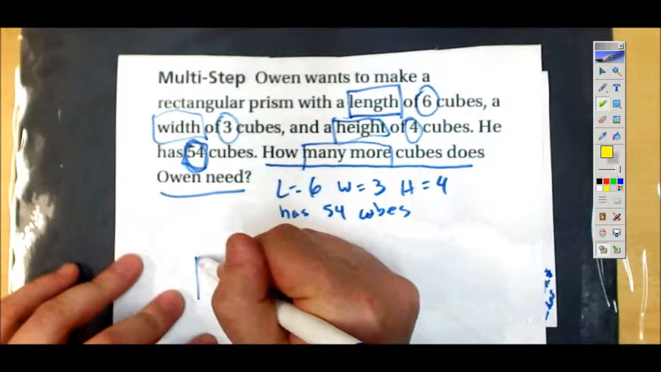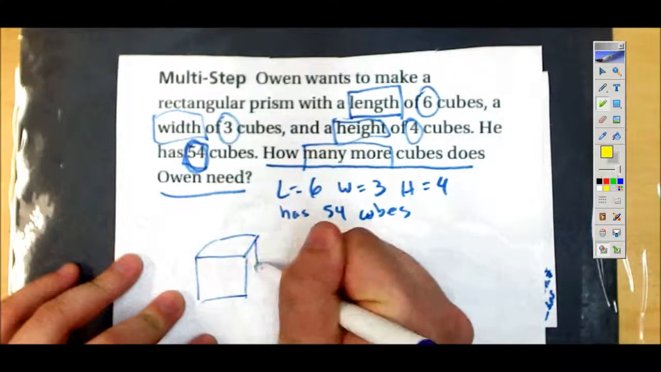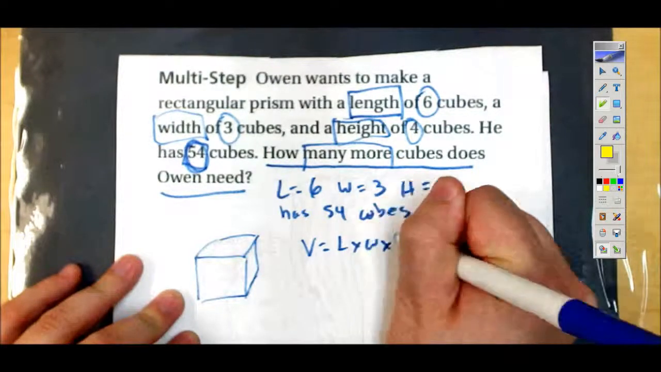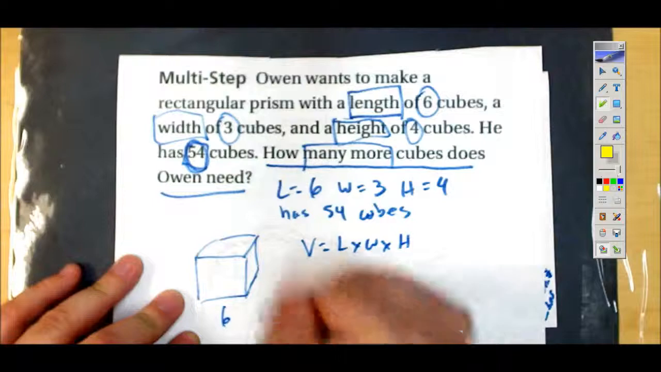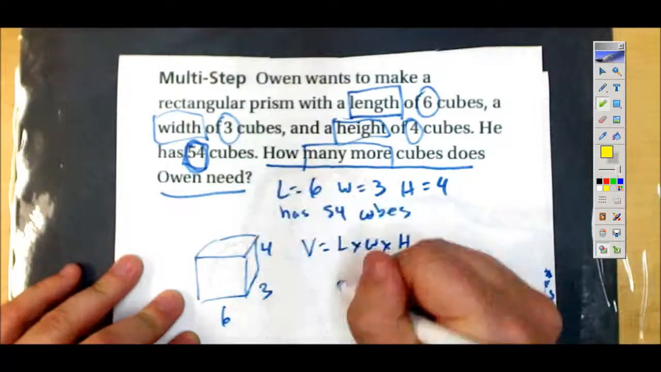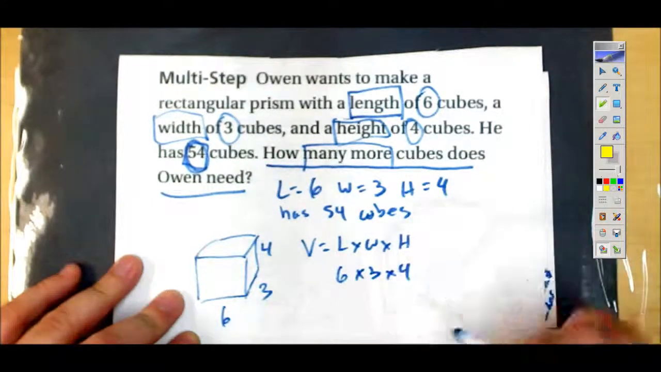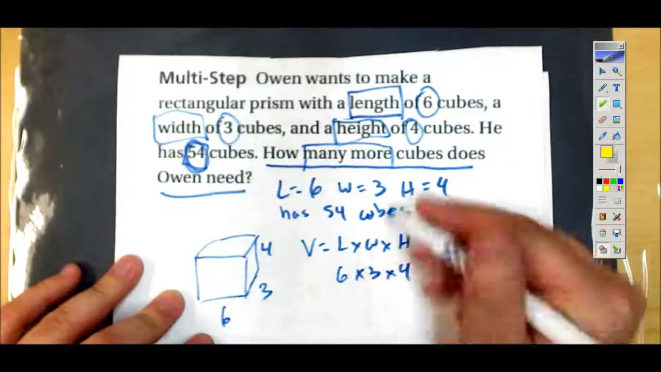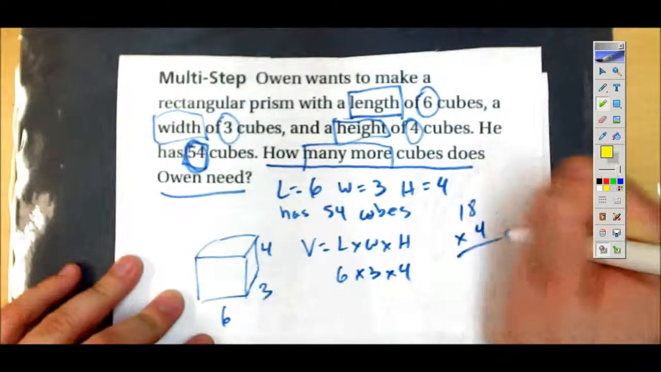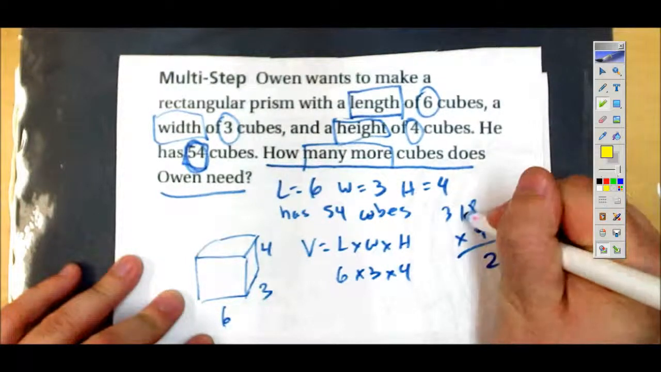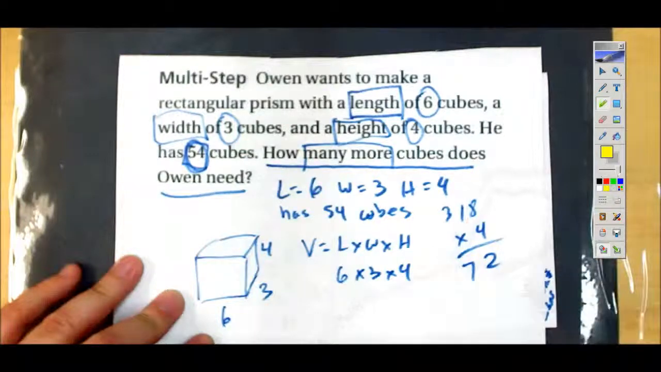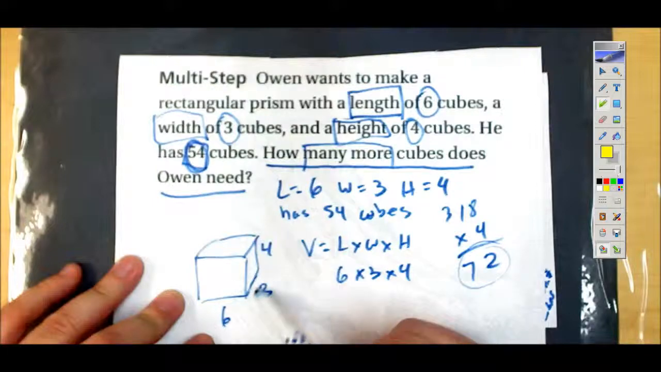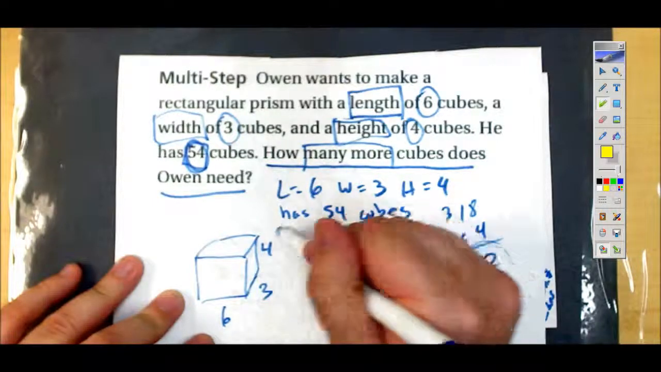Well, I can think of this in terms of volume, which we already know. Volume equals length times width times height. Length is 6, width is 3, height is 4. So it's 6 times 3 times 4. And 6 times 3 is 18. I multiply that by 4. 8 times 4 is 32. 4 times 1 is 4, plus 3 is 7. So he needs 72 cubes to make this prism, but he only has 54.